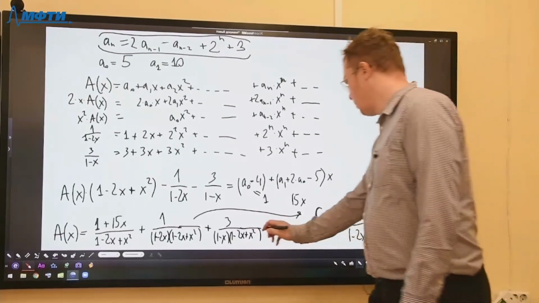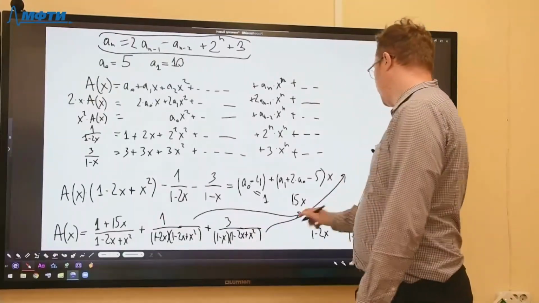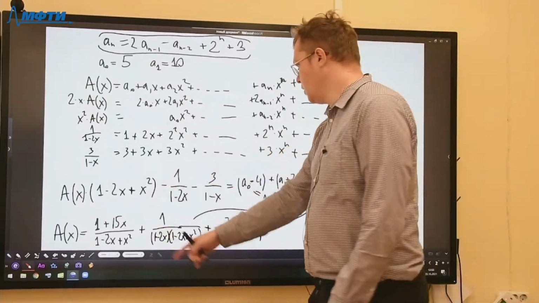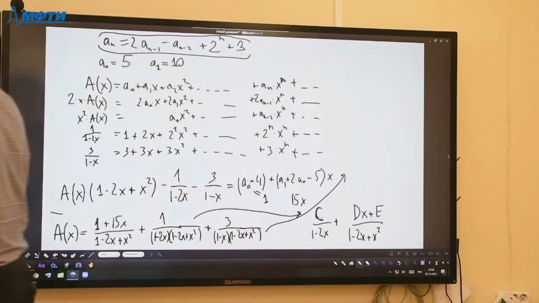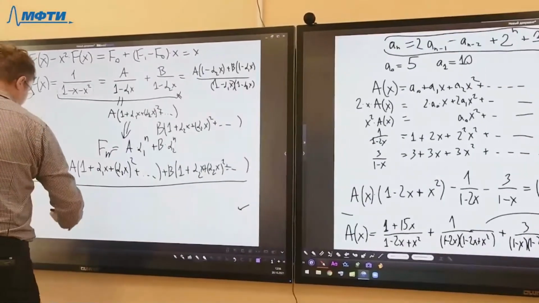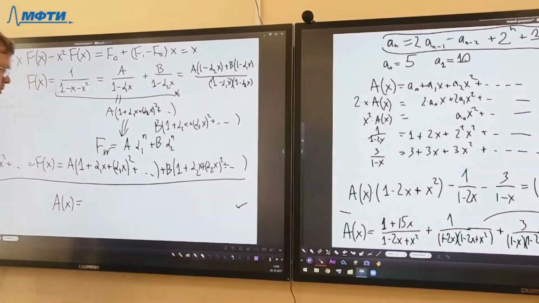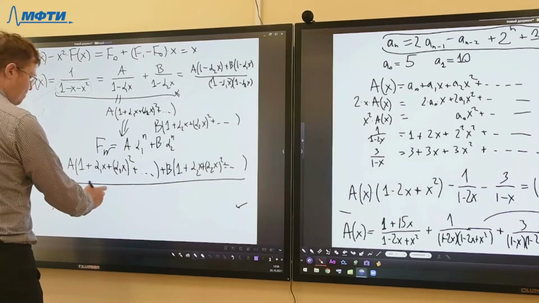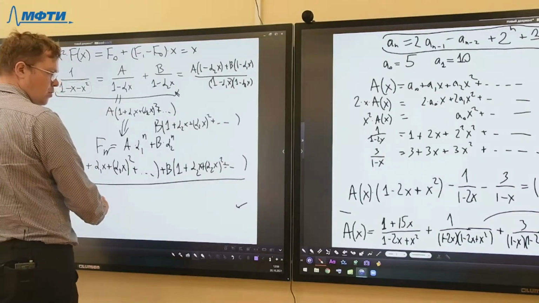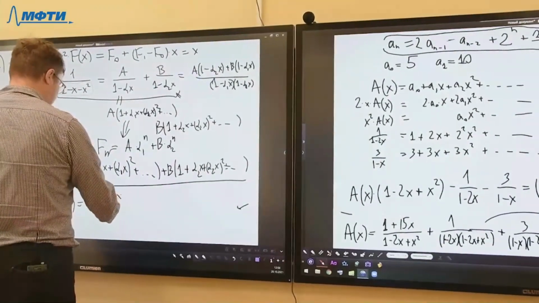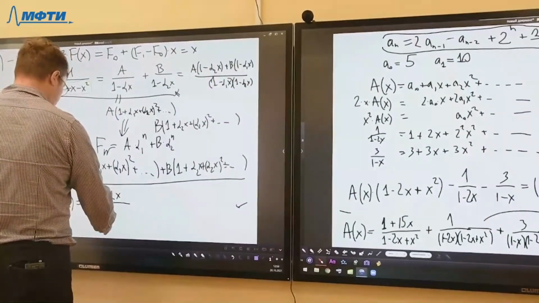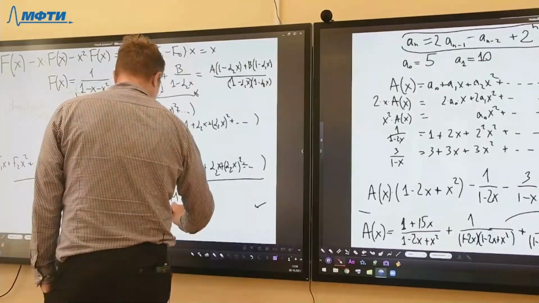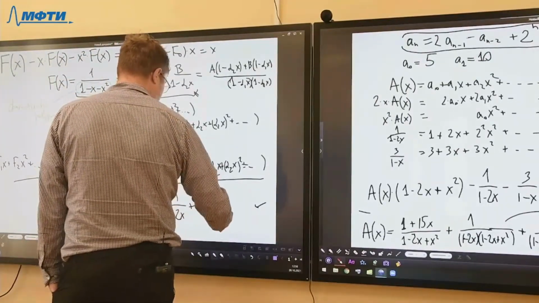And the same holds here. So here we can again write some simple fractions. So all this a of x, if we continue here, a of x will look like some k plus lx over 1 minus 2x plus x squared plus m over 1 minus 2x plus n over 1 minus x.